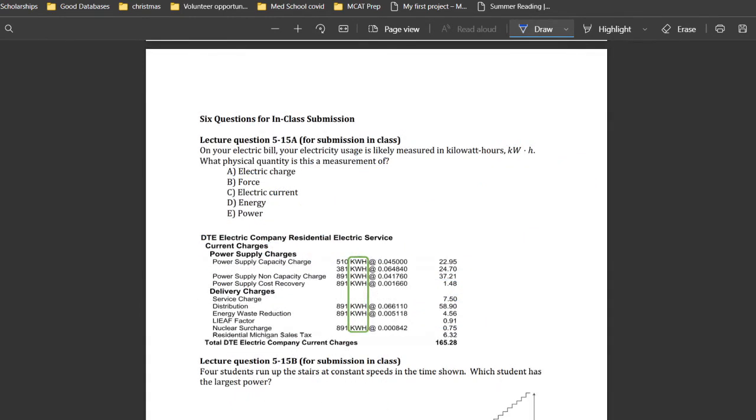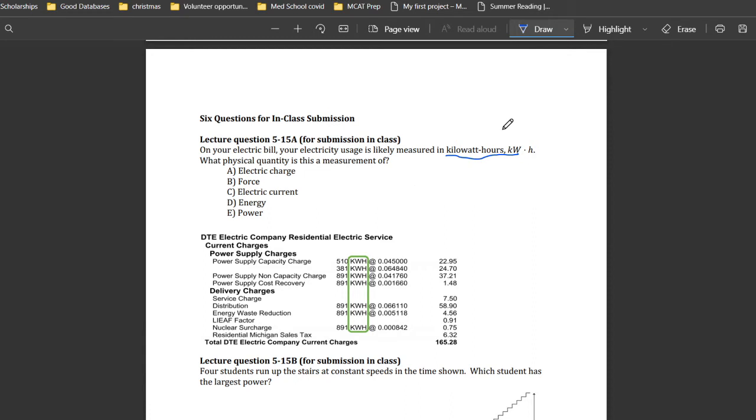Okay, so to get started here, we have 5-15A. On your electric bill, your electricity usage is likely measured in kilowatt hours. And then here's an example of an electric bill. Kilowatt hours. What physical quantity is this a measurement of?